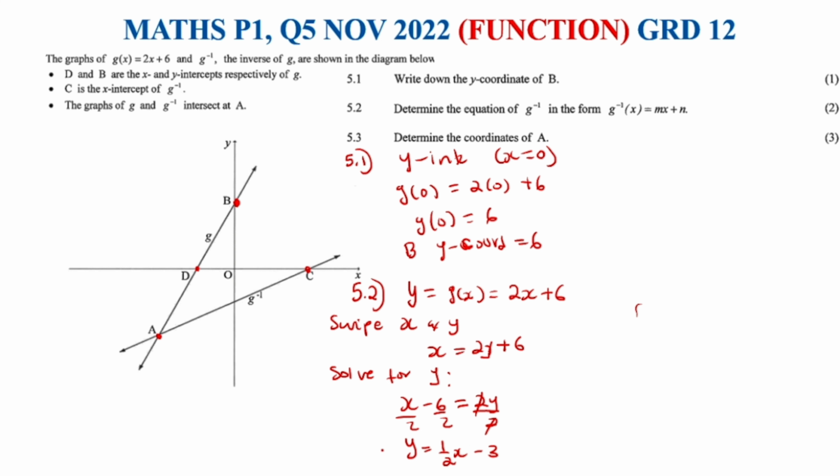So therefore this would be our equation of g inverse of x. Look at me, there we go, writing f of x. All right, we need to relax now. There's no need to rush here. We have this g of x to the power of -1 at the top there. That will be the equation of our inverse. Great stuff. Let's go ahead. 5.3 says determine the coordinates of A, which is the intersection between the two graphs.